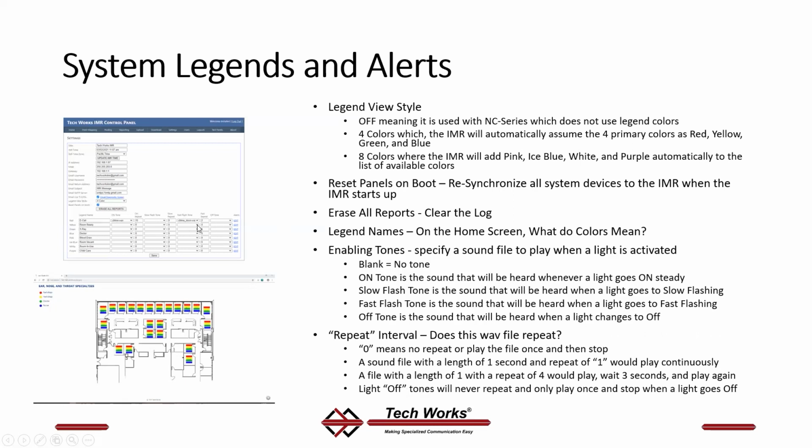Repeat interval. What does that mean? That's how often that wave file replays. So think in terms of, if it's a 0, it's never going to repeat. It's just going to play once and be done. If it's a 1 second wave file and you play it with a 1 as a repeat interval, it's going to play continuously. If you have a 1 second file and you repeat it every 4 seconds, it's going to play, wait 3 seconds, and play it again. Light off tones never repeat. They only play once and stop. Makes sense, right? It's not on anymore, so why have a reminder?